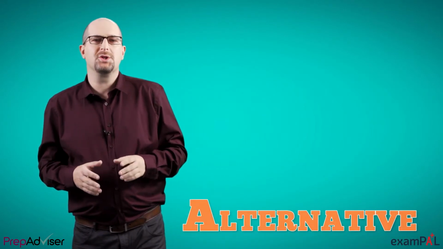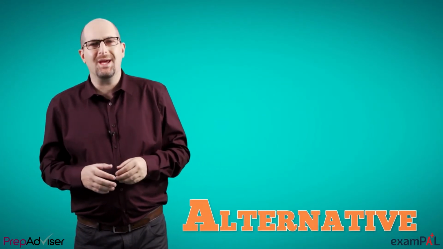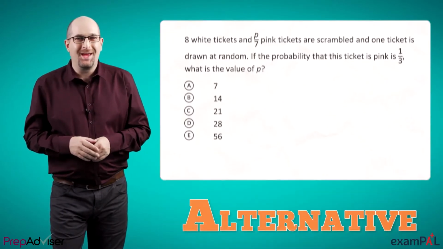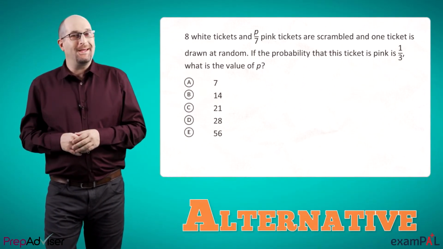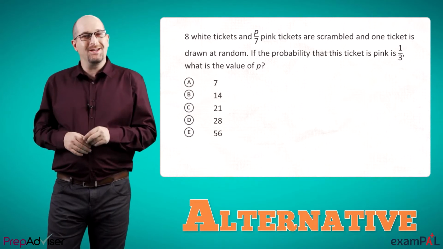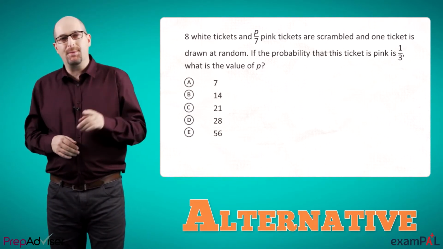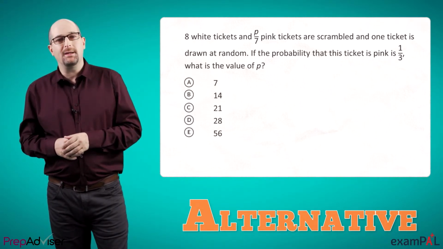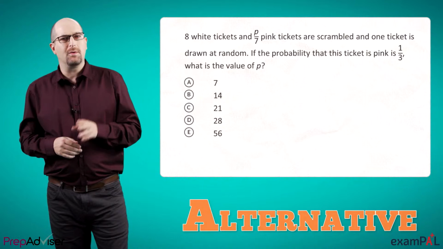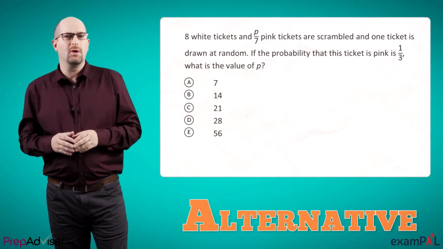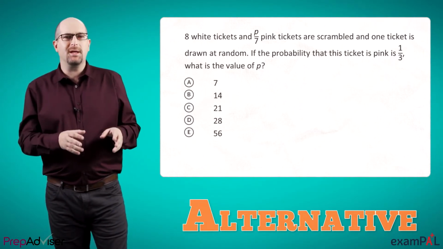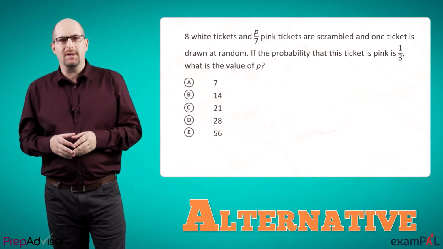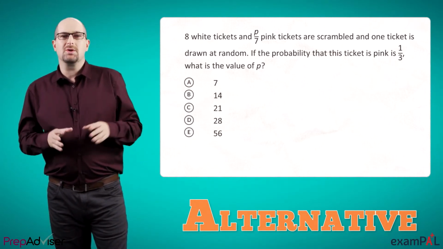If the numbers do not appear in the question stem, we may want to use an alternative tool, such as using the numbers which appear in the answers. Let's look at an example. 8 white tickets and P over 7 pink tickets are scrambled, and 1 ticket is drawn at random. If the probability that this ticket is pink is 1/3, what is the value of P? Here the question has a variable, P, whose value we don't know. One thing we can do is simply pick an answer and try solving for the value in it. We'll start with the median answer, C.